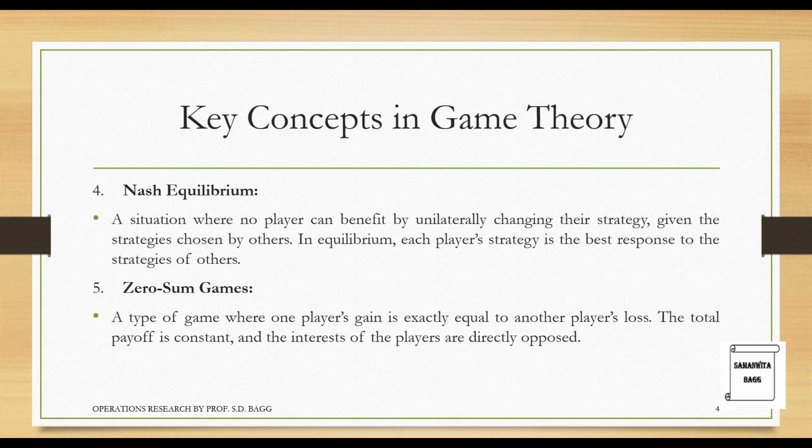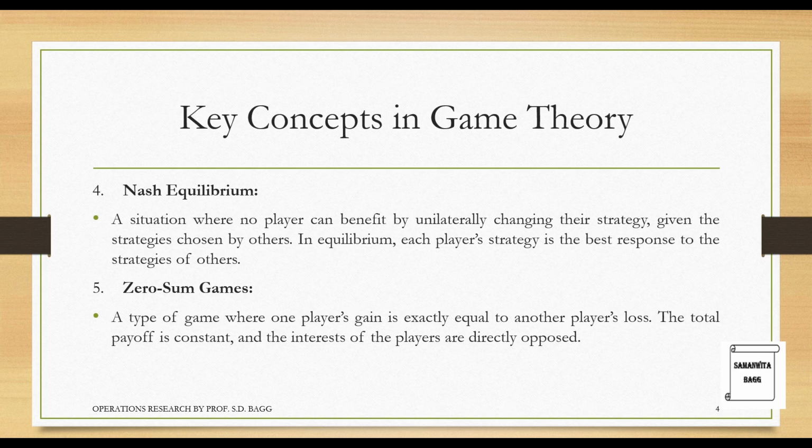Then comes Nash equilibrium, a situation where no player can benefit by unilaterally changing their strategy given the strategies chosen by the others. In equilibrium, each player's strategy is the best response to the strategy of others. So I think this is quite understood that when one player has made a strategy, the other has to choose something against the first player. So when there is no other strategy that the second one can do to make any better situation, that is called Nash equilibrium.